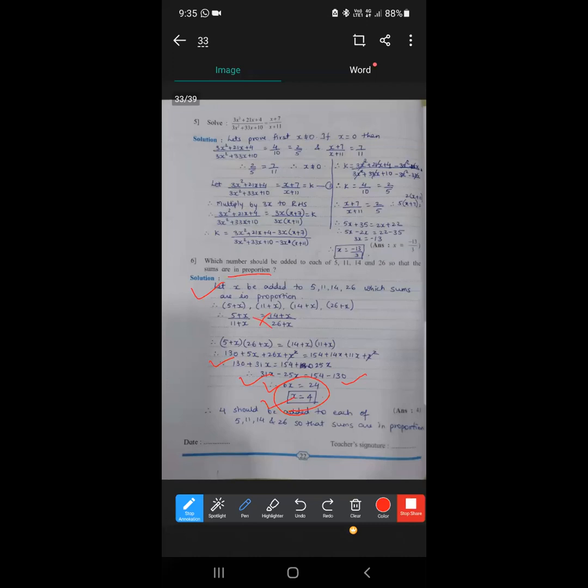After getting the value of x, you should write the final answer because this is a word problem.